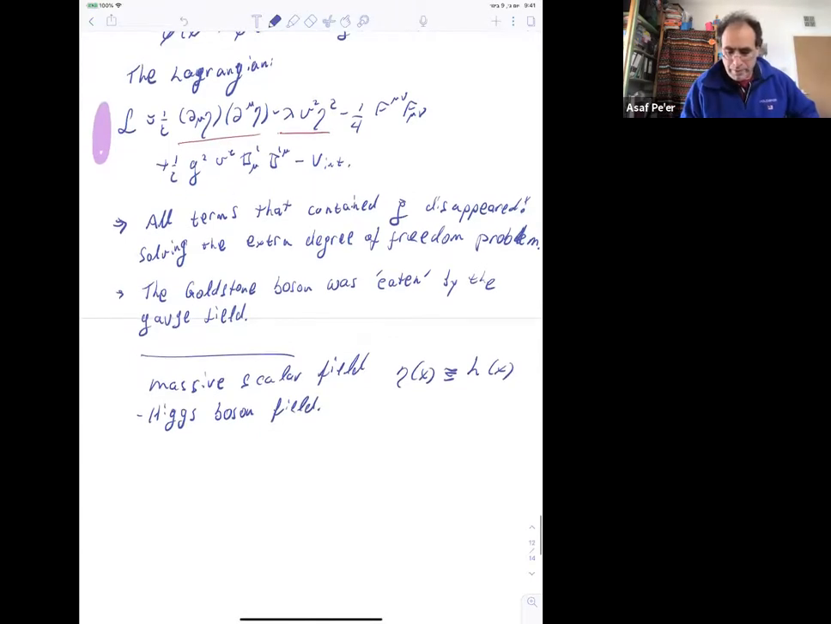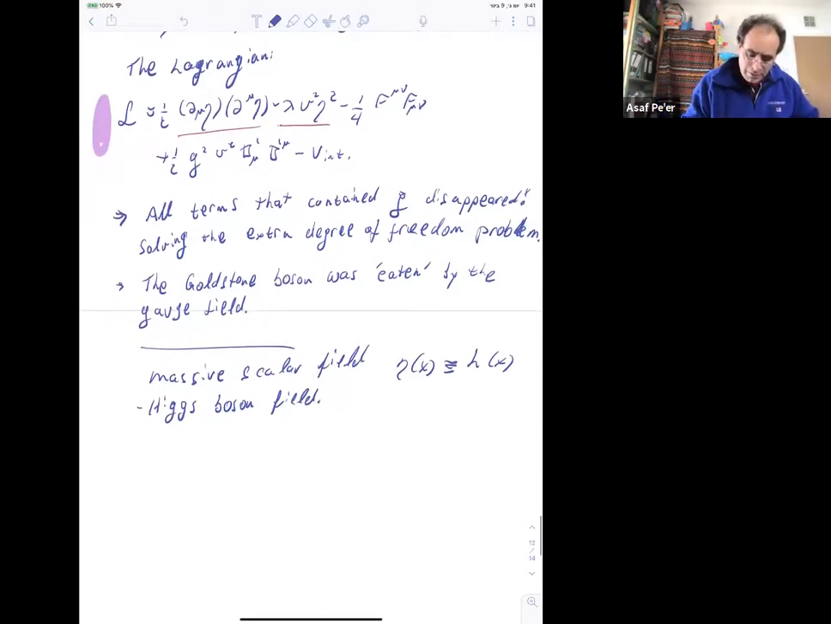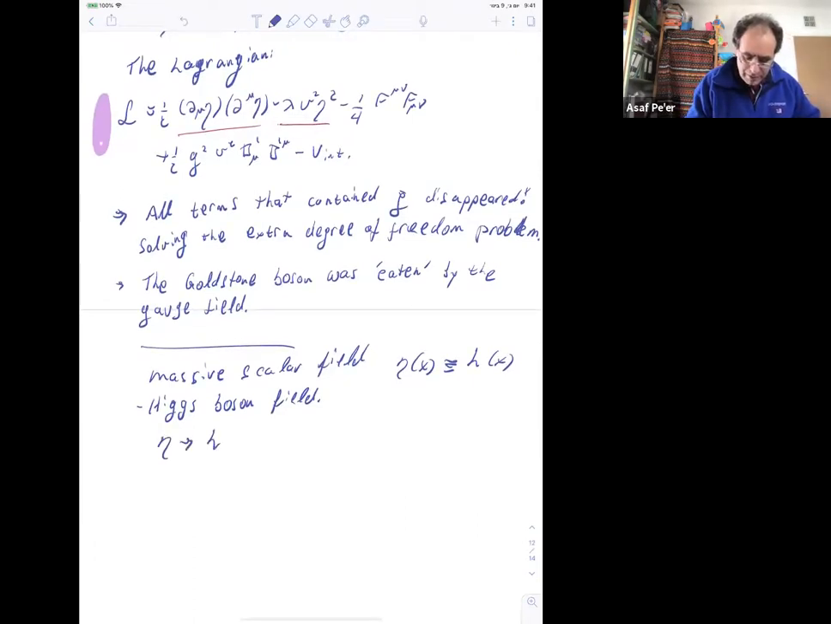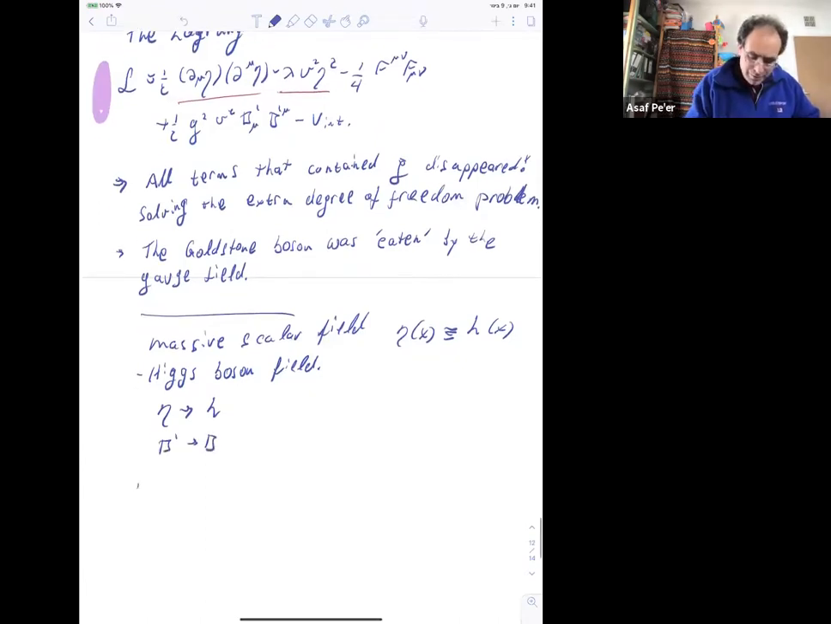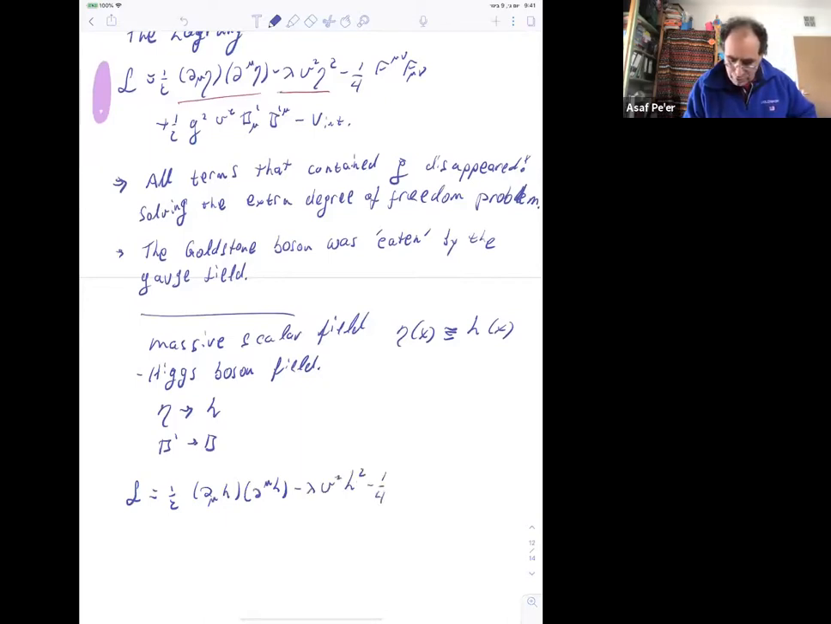And B prime was obtained just by choice of a gauge, so I can simply write it down as B. So let's write down the Lagrangian. I replace eta with an H, and B prime I replace with a B. Then we get that the Lagrangian is 1/2 (∂_μ H)^2 minus lambda V squared H squared minus 1/4 F_μν F^μν plus 1/2 g squared V squared B_μ B^μ.